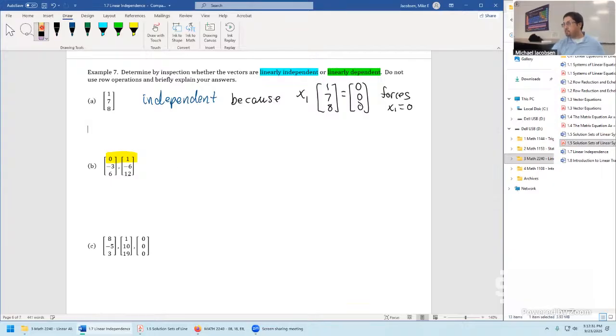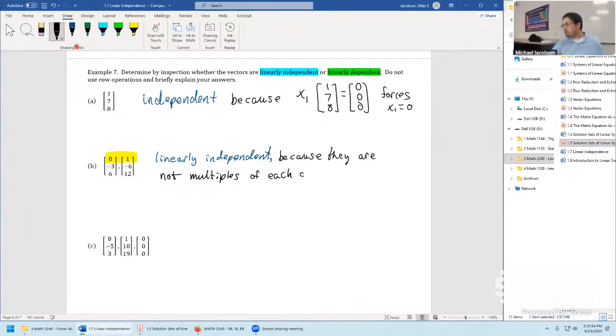Let me match up the color here. Linearly independent. The quick answer on this is because they are not multiples of each other. You could say not non-zero multiples of each other to be hyper-specific, but usually that's implied when you say it this way. Then that does the job.